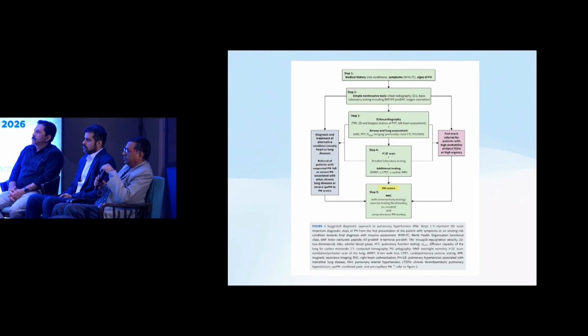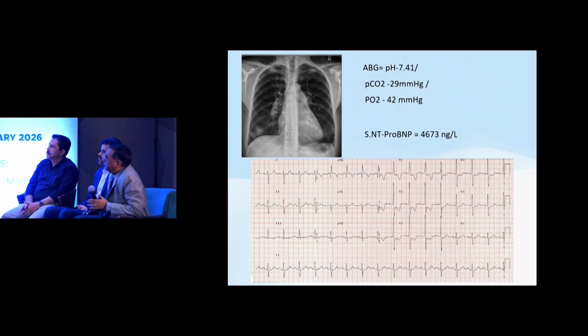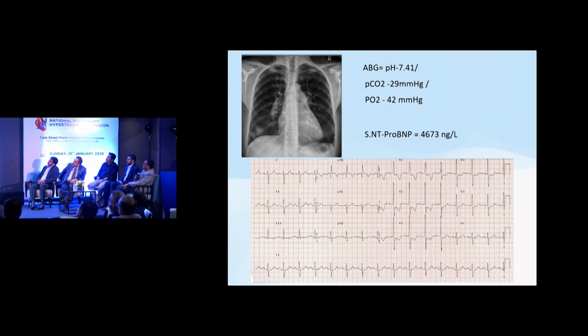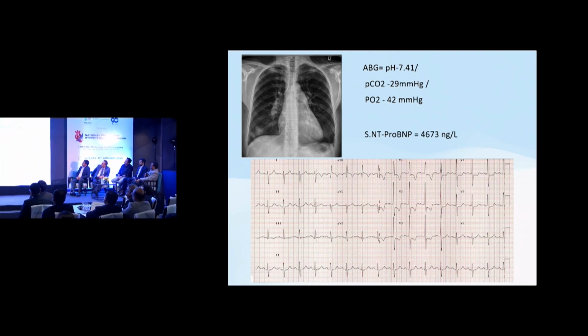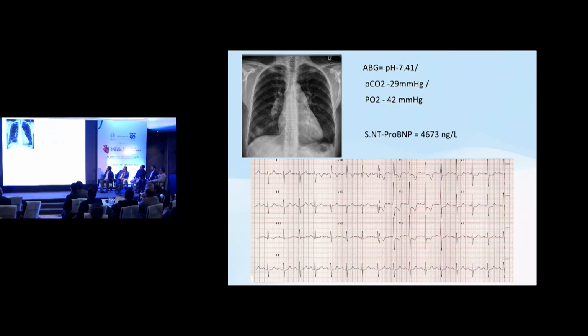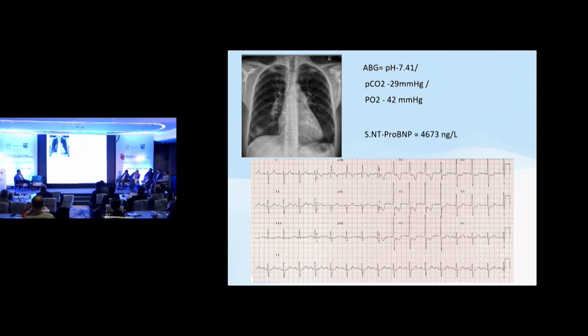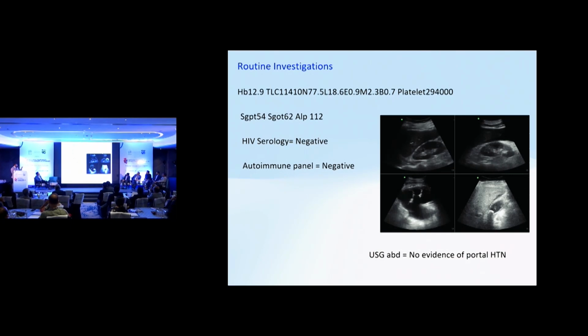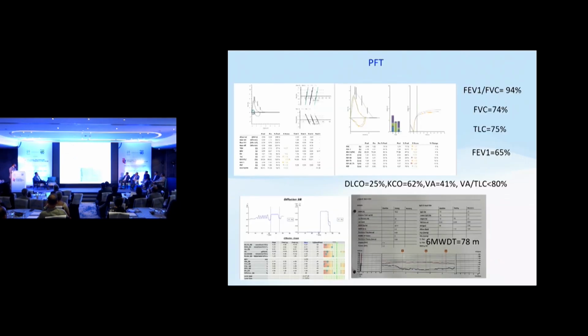We went ahead and did the chest X-ray, which showed right ventricular enlargement and enlargement of the pulmonary artery. Arterial blood gas showed hypoxemia with hypocapnia, NT-proBNP was highly elevated, and ECG showed right ventricular enlargement with strain pattern. We did some routine investigations because we raised the suspicion of pulmonary hypertension. HIV serology was negative. Autoimmune panel was negative. USG abdomen showed no evidence of portal hypertension. CBC was normal. We had PFT performed.